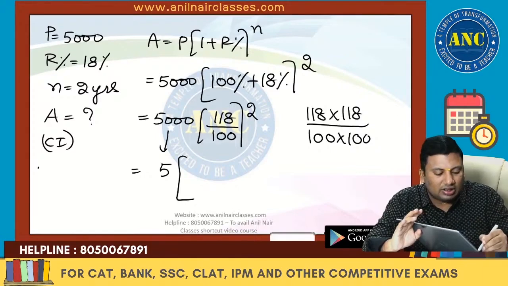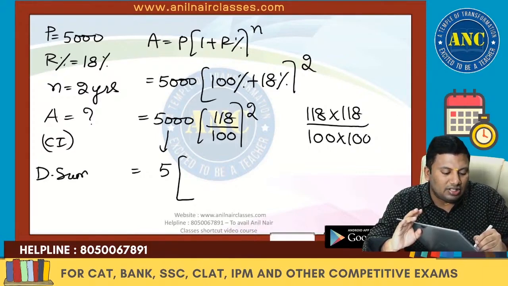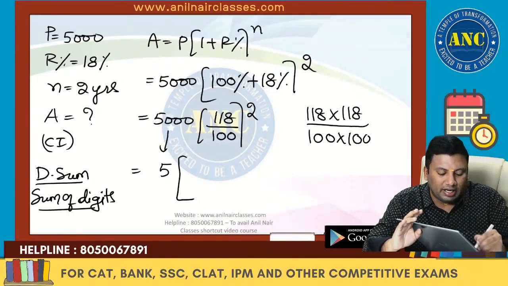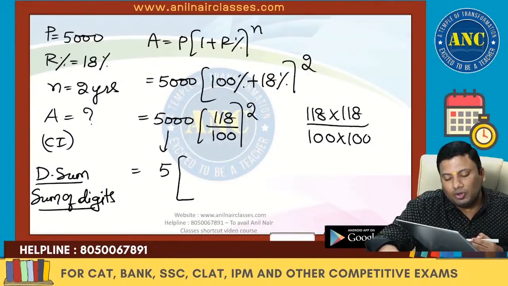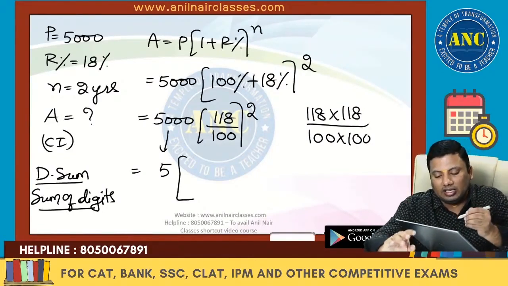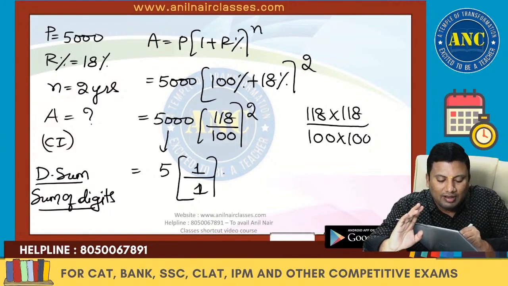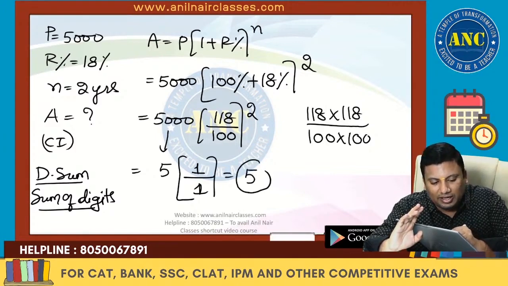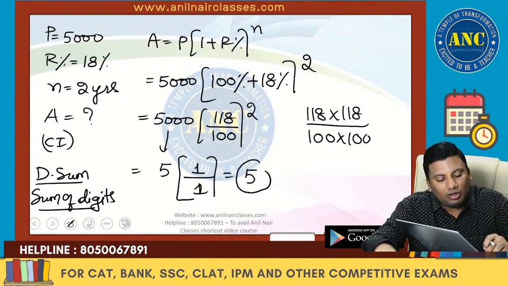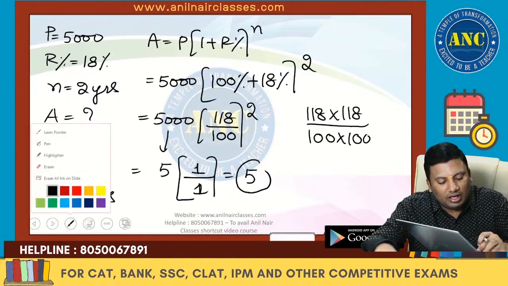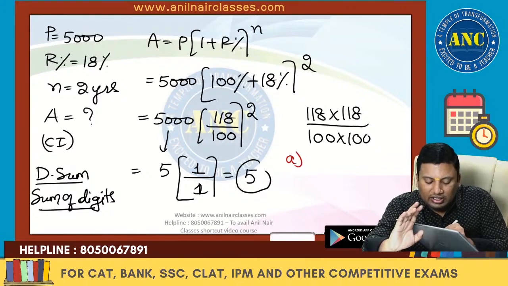Digital sum is nothing but the sum of the digits until a single digit is obtained. 118: 1 plus 1, 2. 2 plus 8, 10. 10 is nothing but 1. 1 square is 1. 100 digital sum is 1. 5 ones are 5. Out of the 4 options, which one is giving you the answer? Digital sum 5.